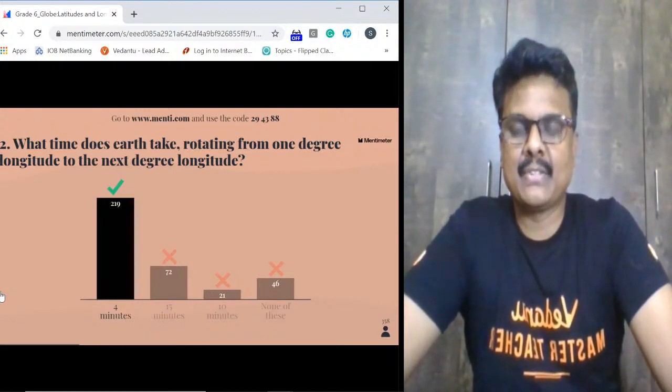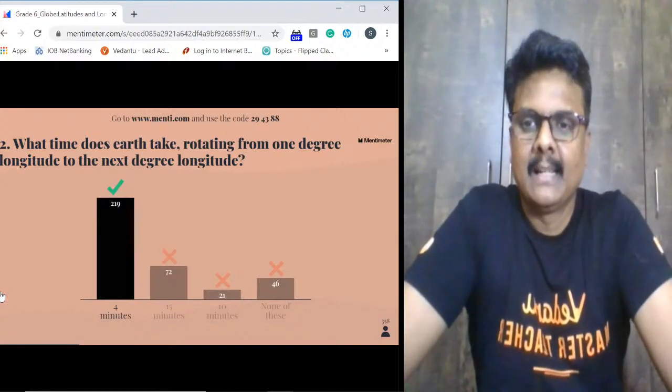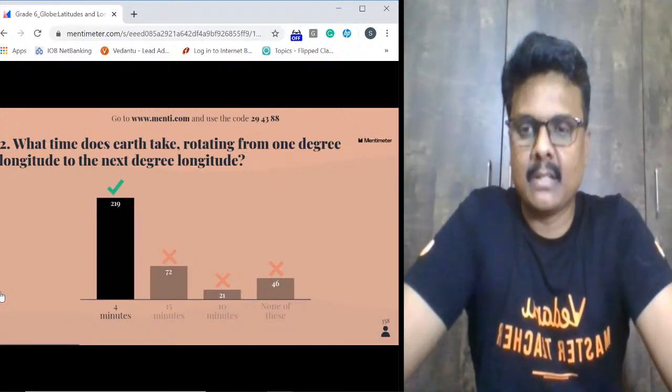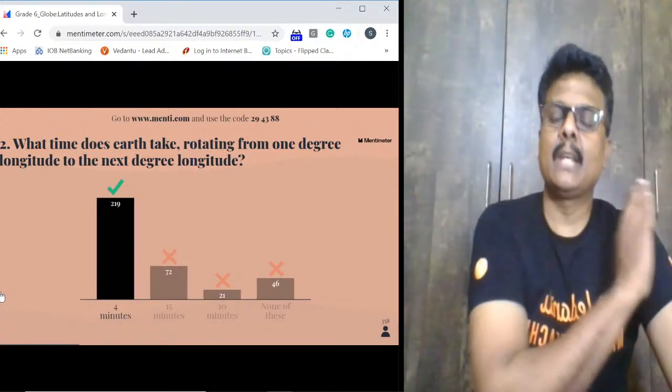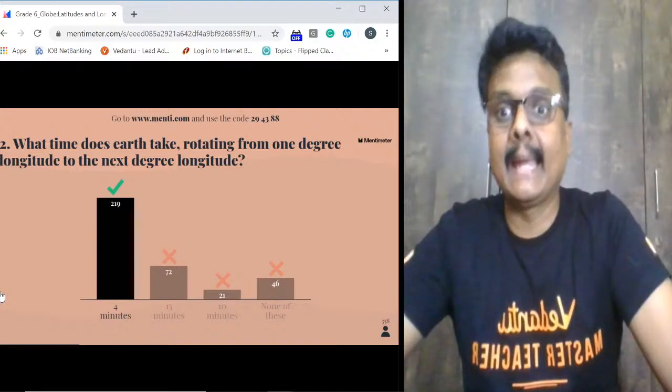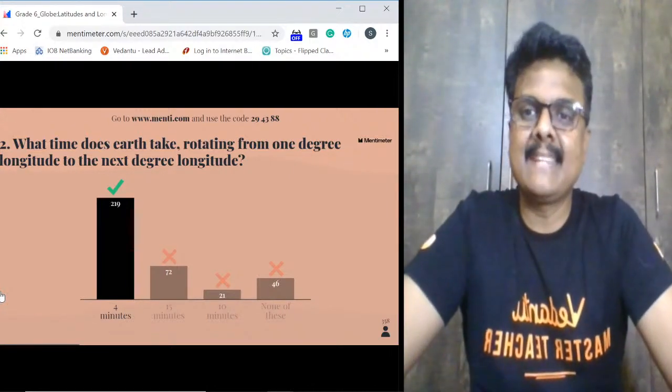Okay, 4 minutes. Remember, we calculated India 82.5 degrees, 82 degrees 30 minutes east, which is 330 minutes. That is why from GMT, we are 5.5 hours ahead because we are in the eastern side. We call it Eastern Hemisphere.